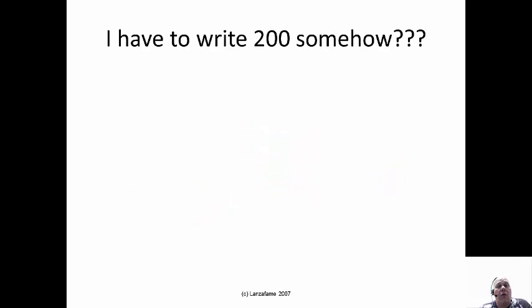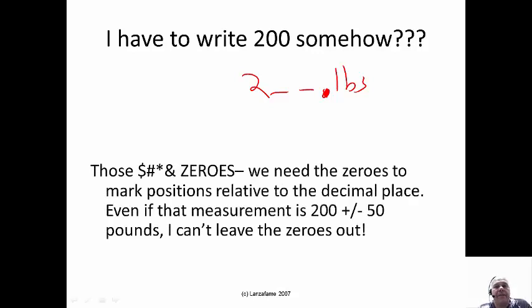So as a result, only one of those digits is significant, the 2. But I can't just write 2, because at 2 pounds, I'm a whole lot lighter than I was even at birth. I need the zeros to tell me where the decimal point is. And so this is what I mean by the zeros being problematic. Sometimes you need zeros just to mark position, even if you haven't actually measured the numbers.